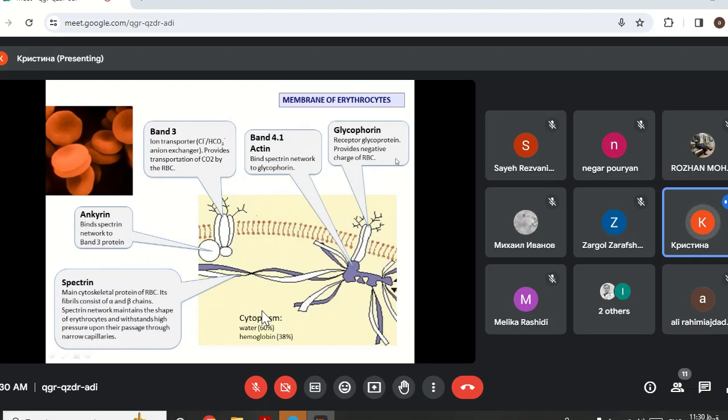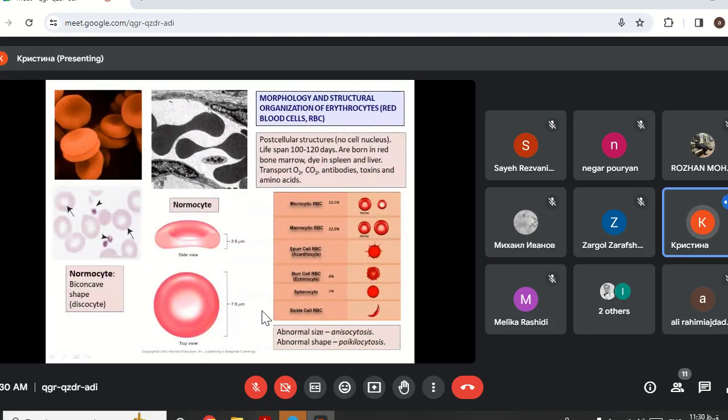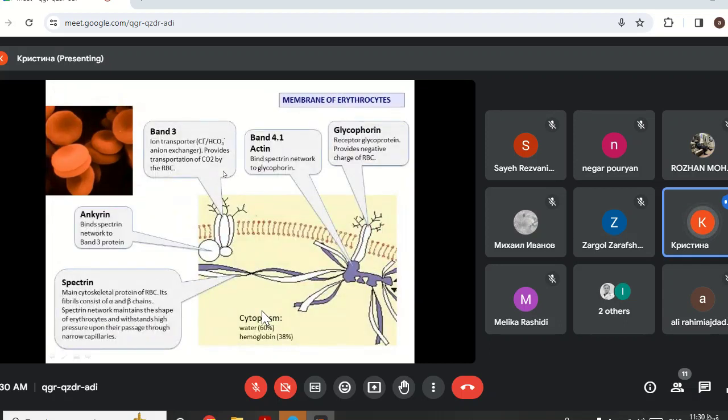Glycophorin is a receptor glycoprotein. It has carbohydrate chains bound to its surface, and these carbohydrate chains have a negative charge, and they give the negative charge to the whole outer surface of erythrocytes. So all erythrocytes have a negative charge, and the blood vessels are also negatively charged from inside, and thus this prevents the sticking of erythrocytes to each other and to the walls of blood vessels from inside.